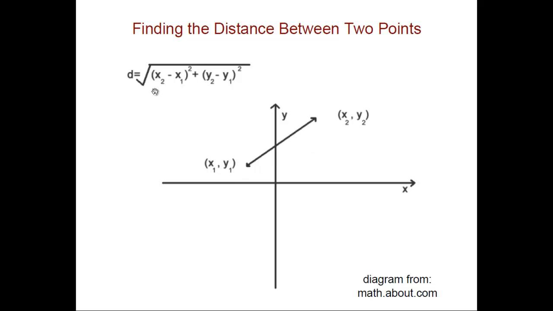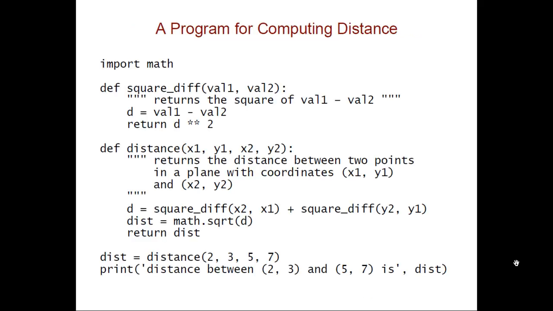The distance is given by this formula here, and you'll notice that we have to perform one type of operation twice. We have to take the difference of two values and square that difference. Here's one way to solve this problem in Python.